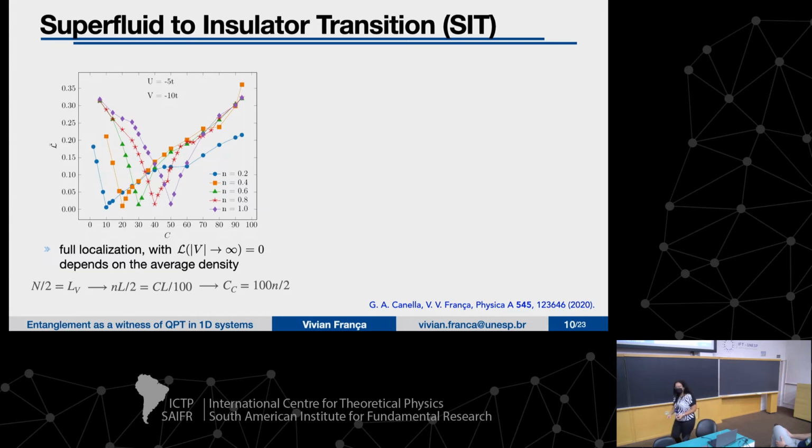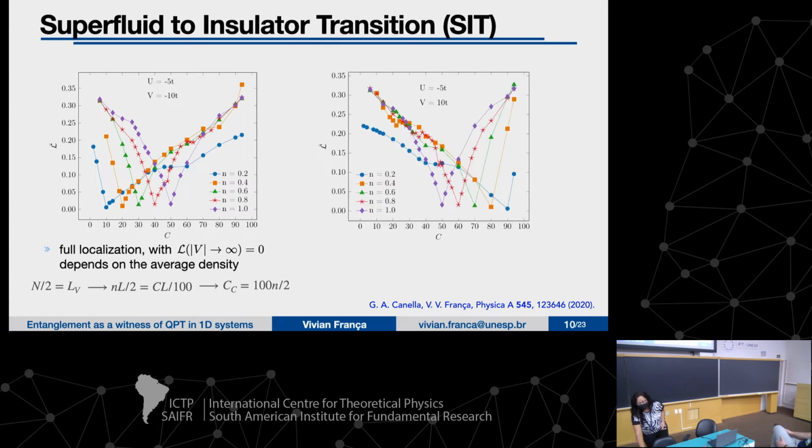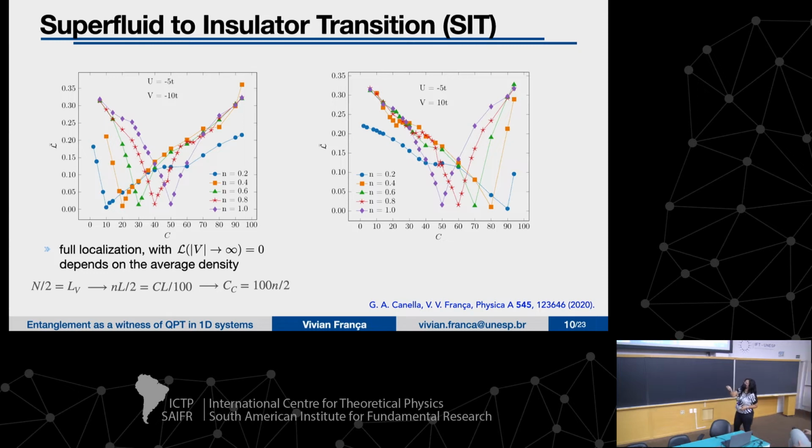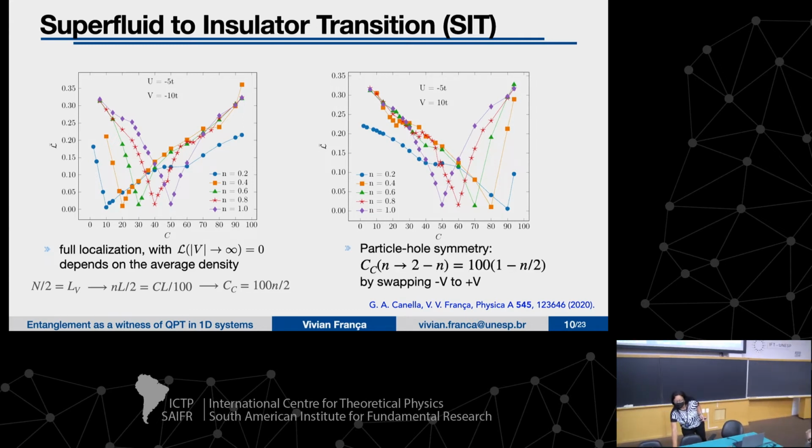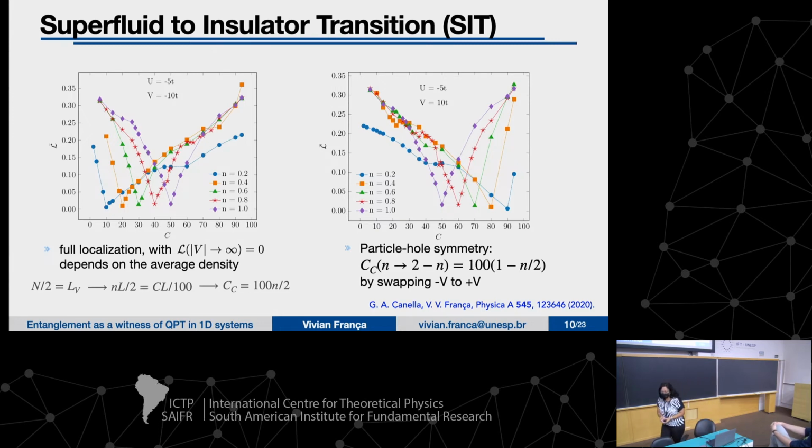And it's very nice because there is a particle-hole symmetry. If you go from attractive disorder, minus 10, to repulsive disorder, plus 10, we also see this critical concentration, with this symmetry. And you can go from one to the other by simply doing a particle-hole transformation for the density, which means replace the density by 2 minus n.